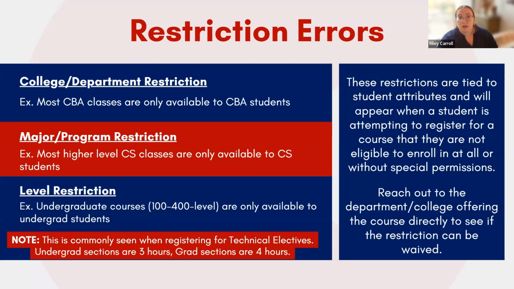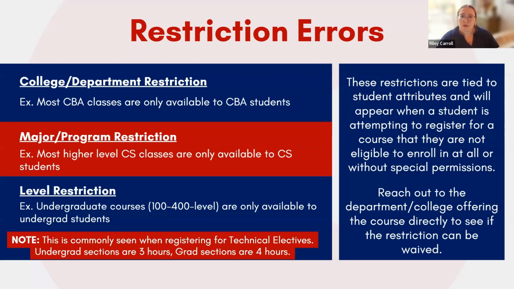This means the course is restricted to only students in that college or department. For example, most of the non-gen ed courses offered by the College of Business, for example a lot of accounting courses or finance classes, tend to only be available to CBA students, or College of Business Administration students. Since College of Engineering students are not in that college, you will often see these restrictions appear when attempting to register.